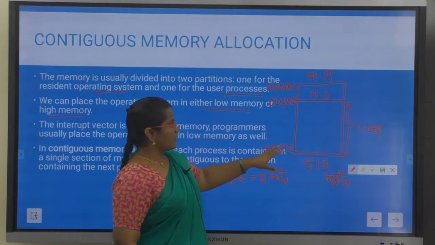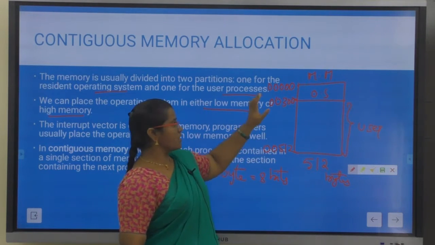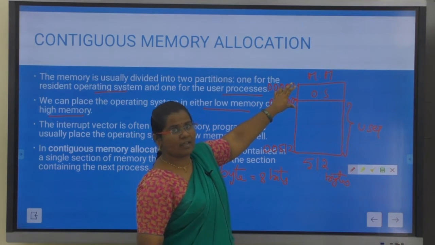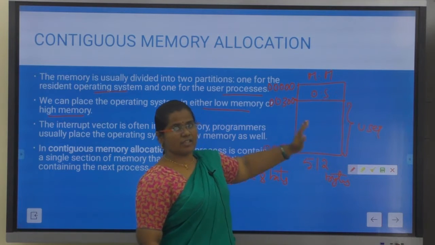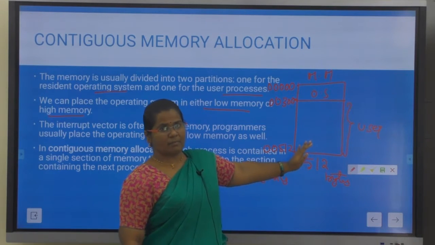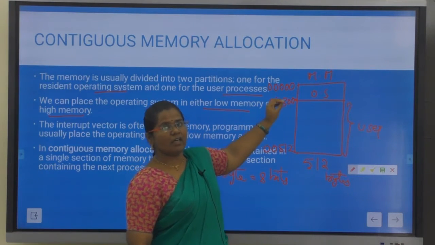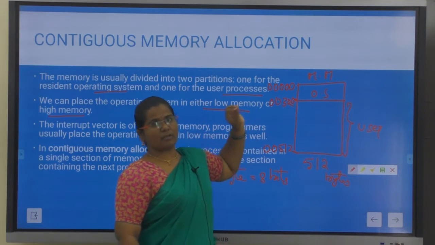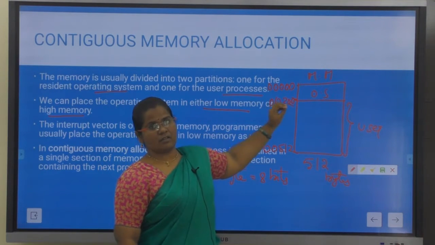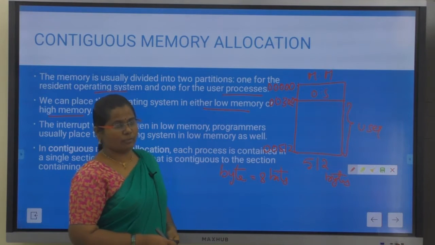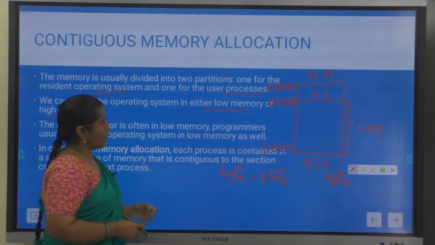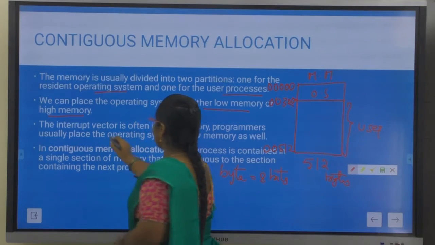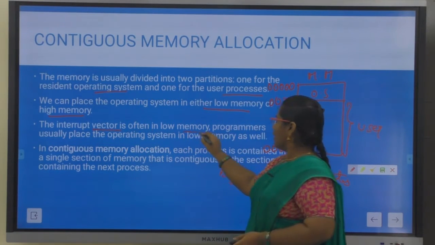So there is no rule that your operating system should be stored at a lower order memory location, or that it should be stored in the higher order memory location. That depends upon the operating system you are going to use and the convenience of the device which is going to be used. Okay, so see here, the interrupt vector is often in low memory.